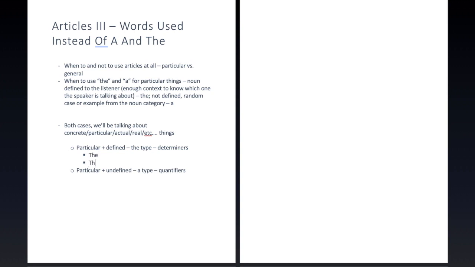Another is these ones: this, that, these, those. They're called demonstrative adjectives. Yeah, the technical term is demonstrative adjectives. If you want to know that, you can just recognize this category of word. You're probably not going to need that terminology.